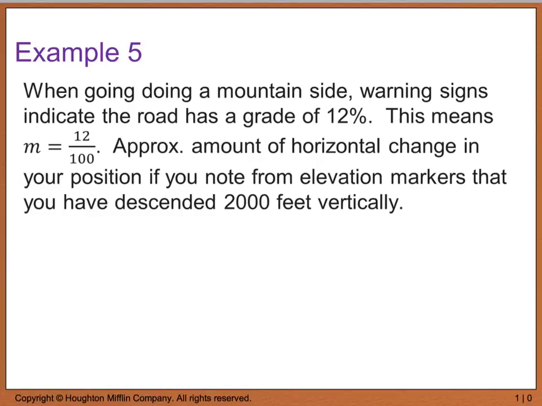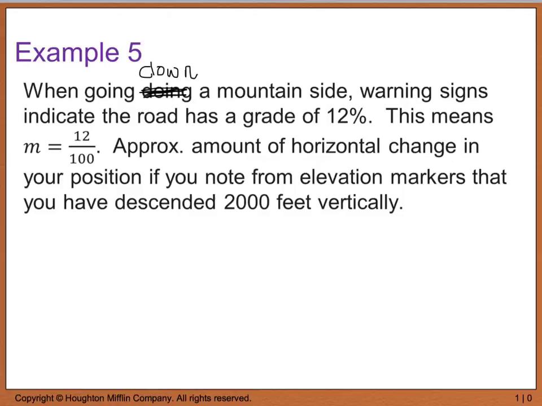For example 5, it says, when going down a mountainside, warning signs indicate the road has a grade of 12%. This means m, or the slope, is equal to 12 divided by 100. We want to approximate the amount of horizontal change in your position if you note from elevation markers that you have descended 2,000 feet vertically.